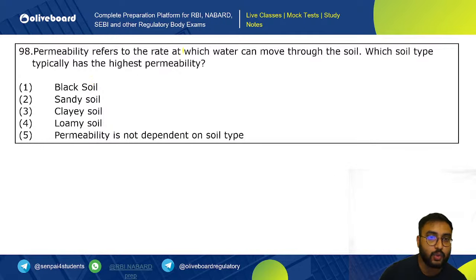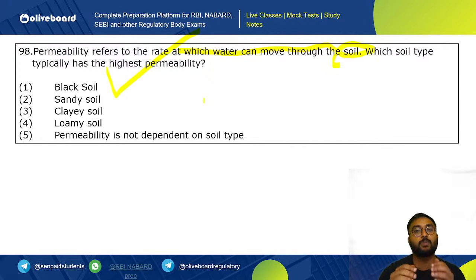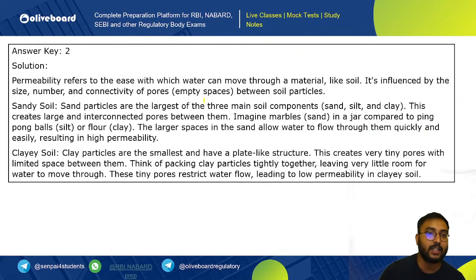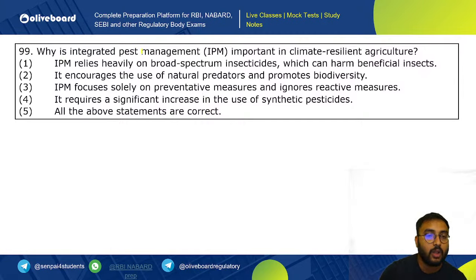Permeability refers to the rate at which water can move through soil. Which soil has the highest permeability? Of course, that soil in which the spacing between the particles is highest, and that is sandy soil. So second is your correct answer. Why is integrated pest management important for climate resilient agriculture? It is important because it encourages the use of natural predators and promotes biodiversity. So second is your correct answer.